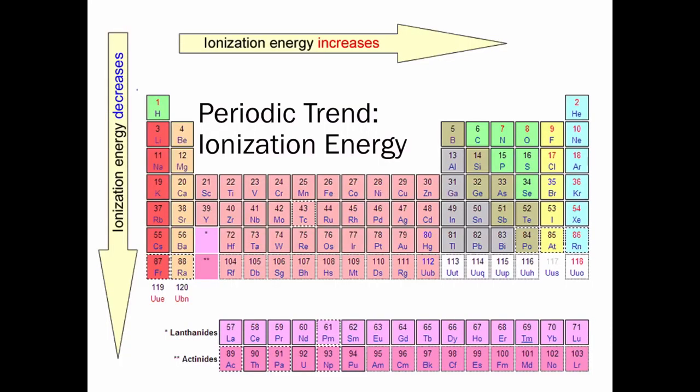So as we go from left to right, ionization energy increases. Again, that's because of effective nuclear charge. And as we go down on the periodic table, our ionization energy decreases. This has to do with atomic radius, because those exterior electrons are so far from the nucleus, they are not experiencing as much attraction. It's much easier to pull them off.